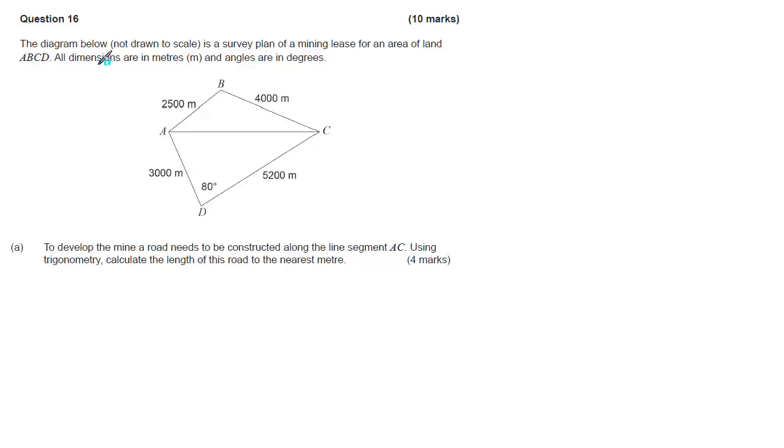The diagram below, not drawn to scale, is a survey plan of a mining lease for an area of land ABCD. All dimensions are in meters and angles are in degrees. To develop the mine, a road needs to be constructed along the line segment AC. Using trigonometry, calculate the length of this road to the nearest meter.